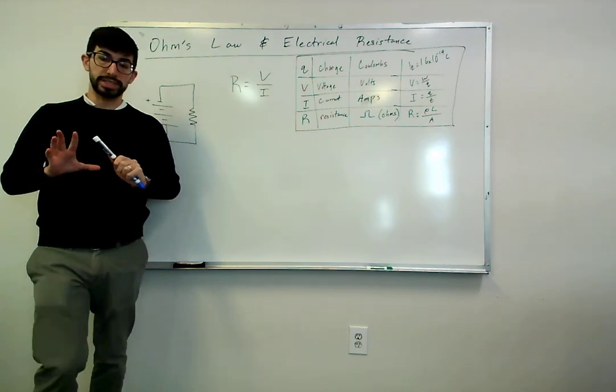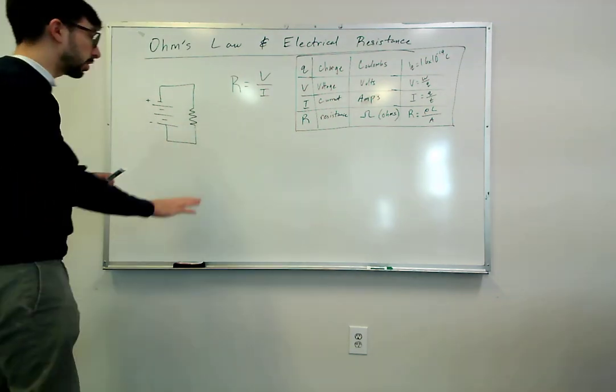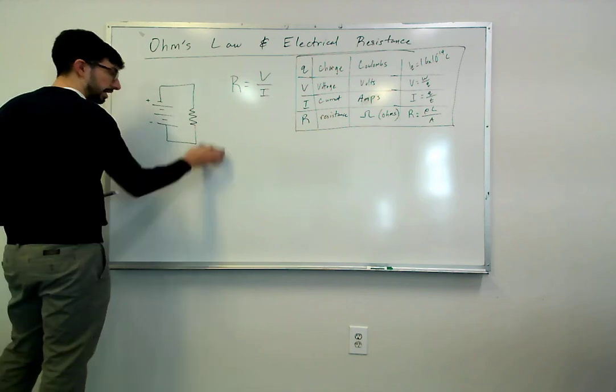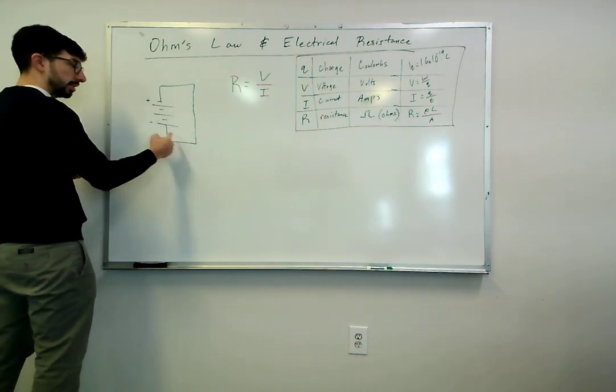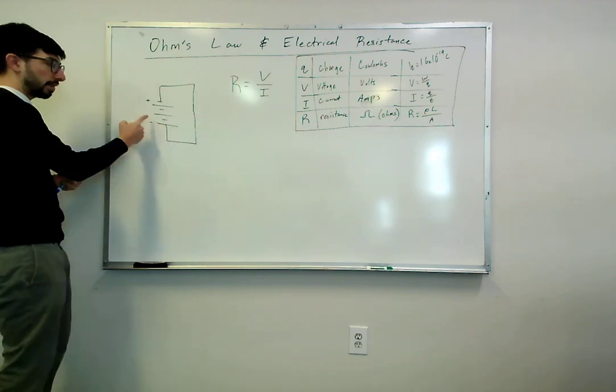The first thing I want to take a look at here is, let's say we have our circuit here. We have a simple circuit. The circuit has a closed pathway to travel. We see a closed pathway to travel around a battery.